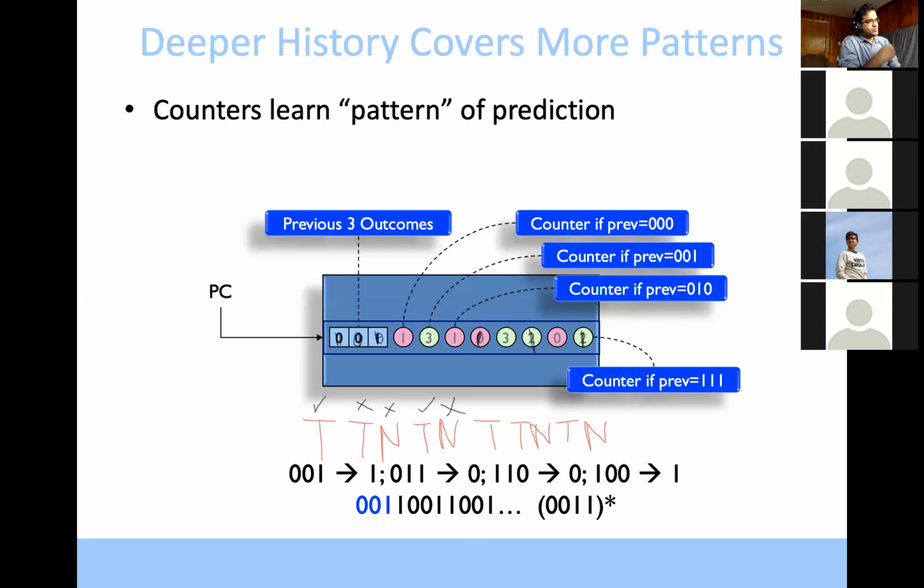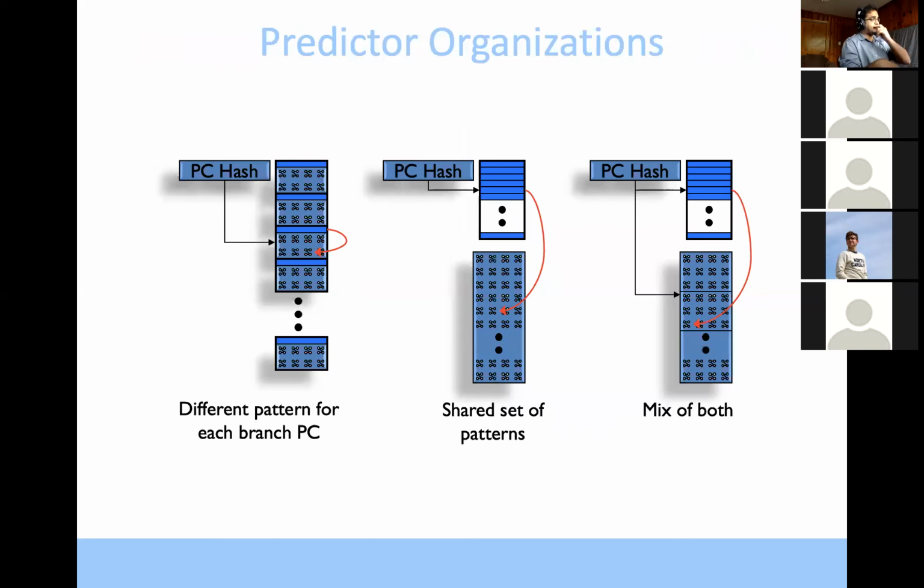So the schemes that we've seen till now are overly simplistic. We will see how we can actually modify them such that they're realizable, right? So that's a nice segue into how you'd organize predictors. You could have a couple of different things where you have the history stored with a bunch of predictors. So there's a different pattern for each branch.